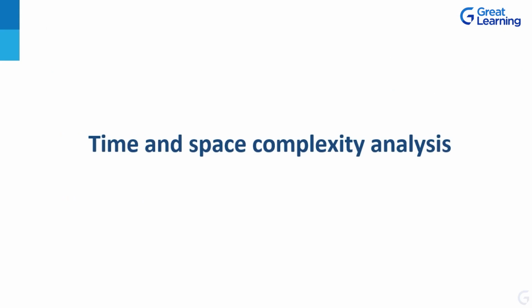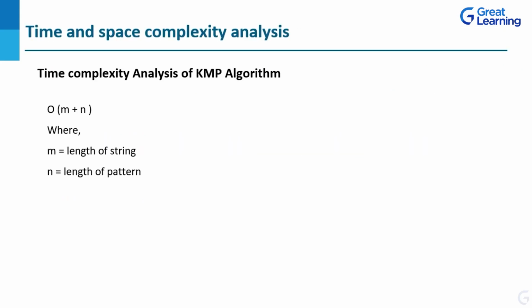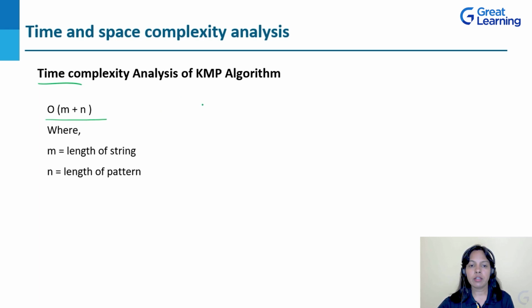Now I'll talk about the time and space complexity analysis. So time and space complexity analysis of KMP algorithm. First I'll talk about time complexity. The time complexity of KMP algorithm is big O of m plus n, where the length of the string is suppose m and the length of the pattern is suppose n. Then the time taken is m plus n.